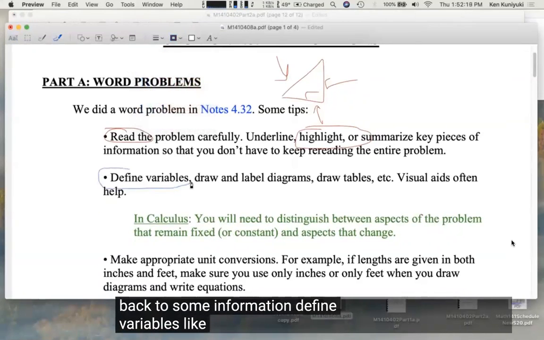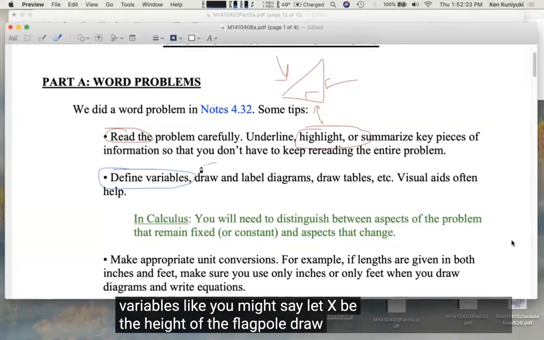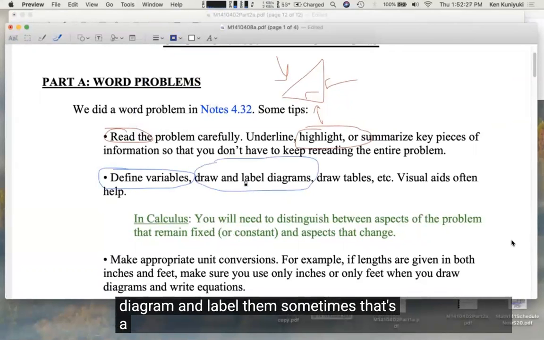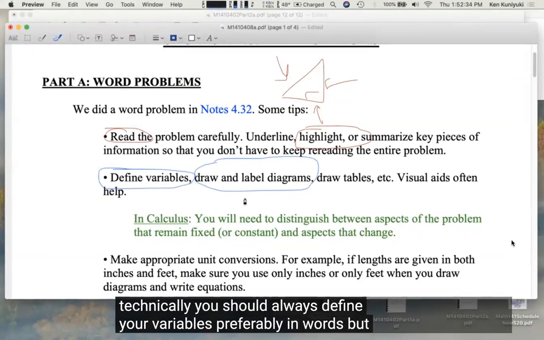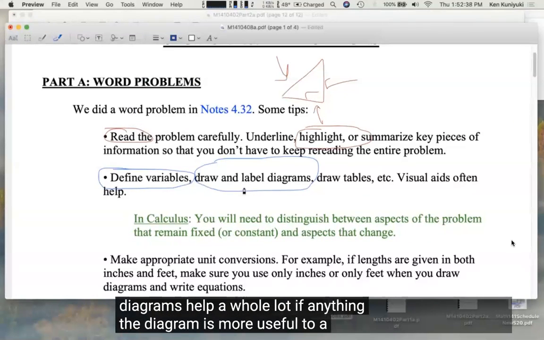Define variables, like you might say, let x be the height of the flagpole. Draw a diagram and label them. Sometimes that's a decent substitute for this, but technically you should always define your variables, preferably in words. But diagrams help a whole lot. If anything, the diagram is more useful to a student.